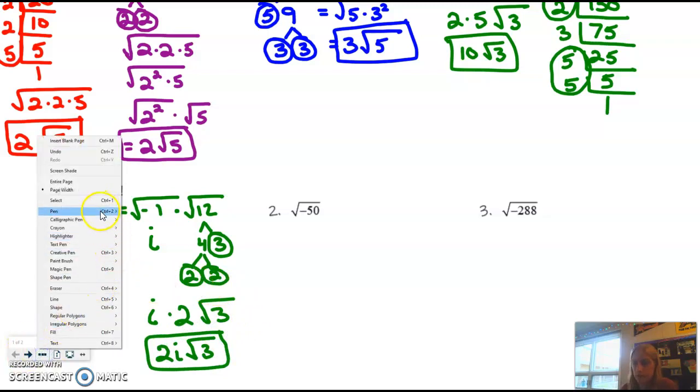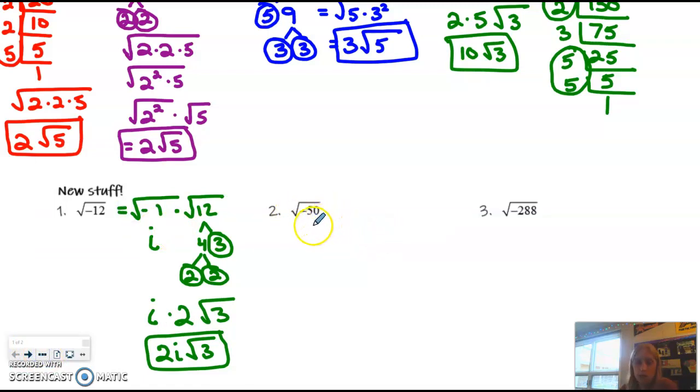Okay. If you think you've got it, go ahead. You can pause at any point and try this out. If you want more help, then stick around. We'll do them together.